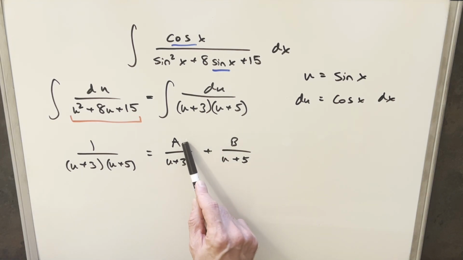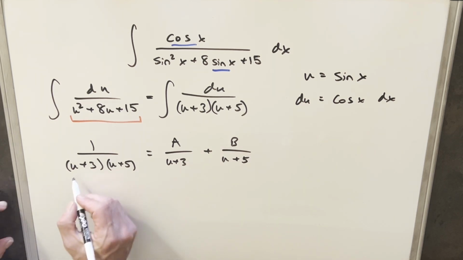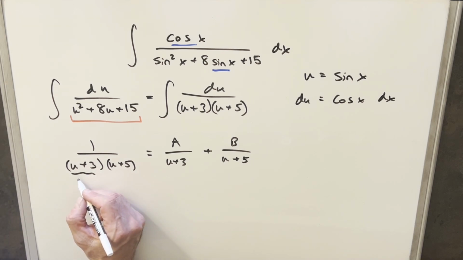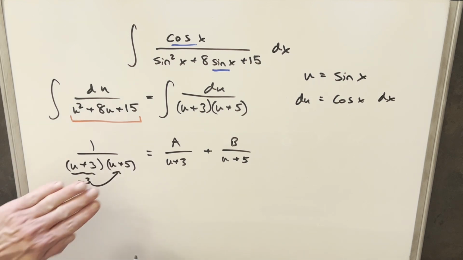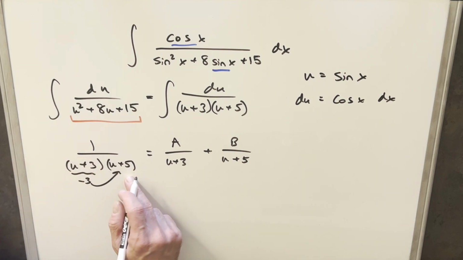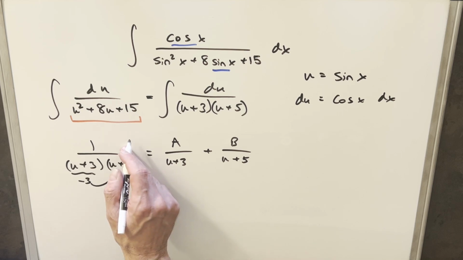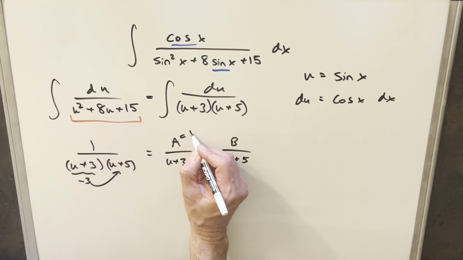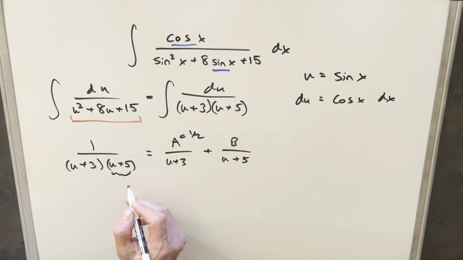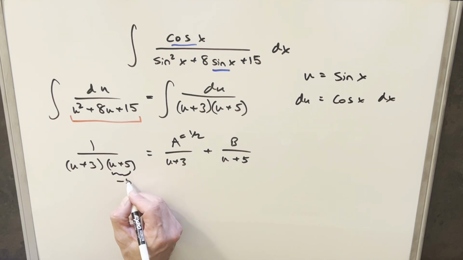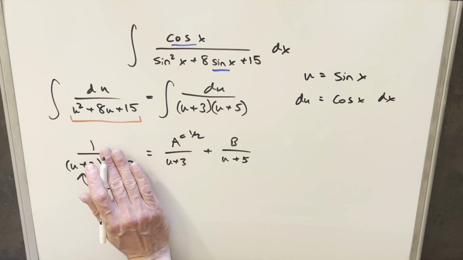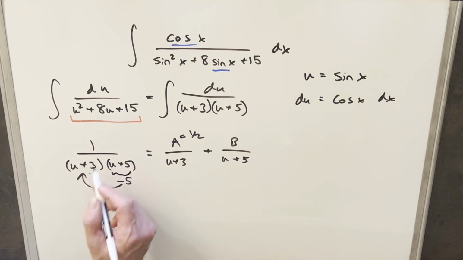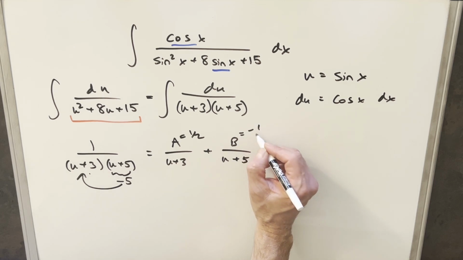We need to find these unknown values, A and B. And for this, I'm going to use the cover-up method. We want to start with, what's going to make u plus 3 zero? Well, minus 3 will make it zero. I'll plug that in here and cover up this piece. When we plug this in, we end up with 5 minus 3, or 2. So the fraction's 1 over 2, or 1/2. And then I'll do the exact same thing here. What's going to make this piece zero? Well, it's going to be minus 5. So we'll take the minus 5, plug it here, and cover up this part so I'm not dividing by zero. This becomes minus 2, 1 over minus 2, or minus 1/2.